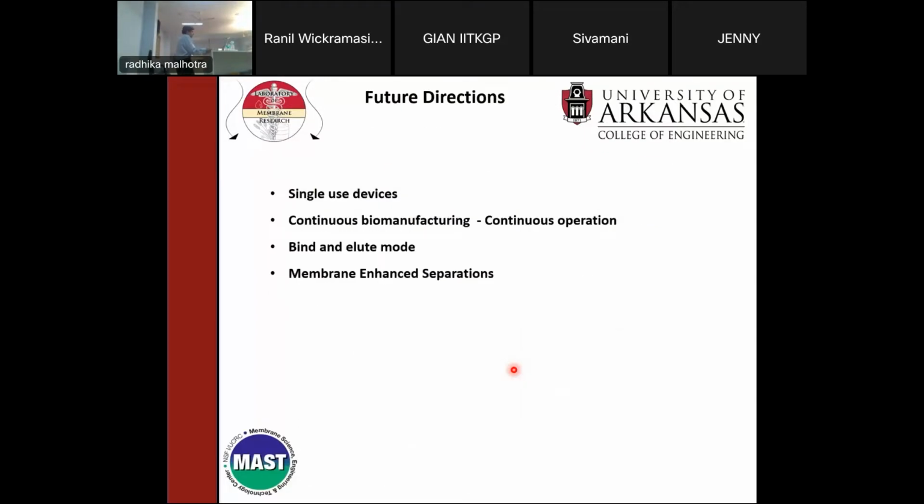Okay, so future directions, I talked about some of these. Single-use devices. Continuous biomanufacturing means continuous operation. We have to come up with devices that can be used in continuous operation mode. Bind and elute. So I told you, at the moment the capture step is protein A resin. And there are attempts to try and make that a membrane process, okay? But bind and elute chromatography is something that is not done very much with membranes yet. And then membrane enhanced separations, and I just talked about some of those, okay? So, any questions on that? That is the end of that lecture, which was, yes?